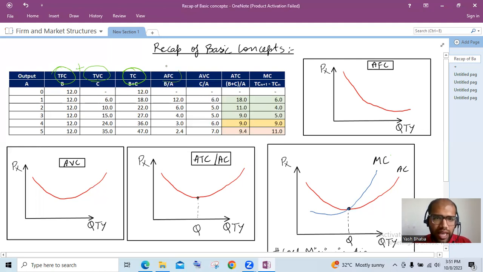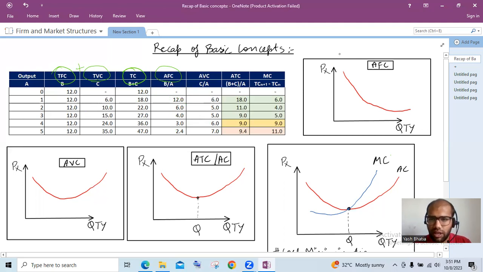Now let's have a look at average fixed cost. Average fixed cost is nothing but fixed cost divided by the output produced. So the first one is 12 divided by 0. It's at 0 units of output. Average fixed cost there is NA. We can ignore it. For 1 unit, it is 12 divided by 1. It's 12. For 2 units, it's 12 divided by 2. It's 6. Okay. As you can see in the table here, the average fixed cost is decreasing.